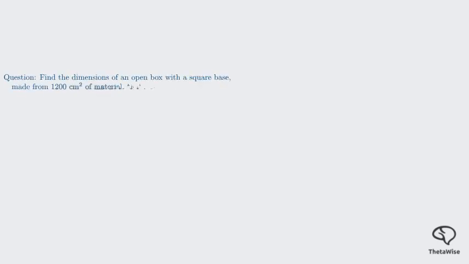The question asks for the dimensions of an open box with a square base made from 1,200 square centimeters of material that will maximize the box's volume. This sounds like a maximum volume problem, so we'll need to use our 5 steps.